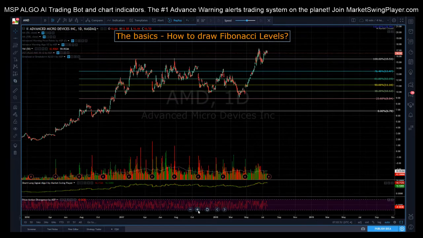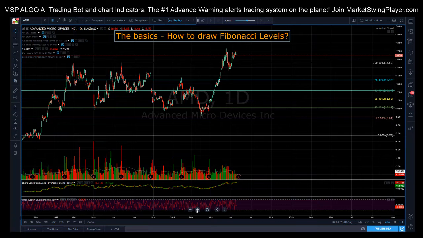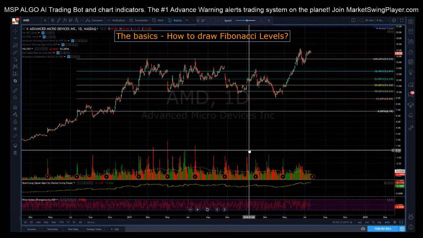I think they say it is one of the most important levels. But I use MSP ALGO artificial intelligence trading bot, so I don't really worry about what a significant level is. If it's going to bounce or it's going to drop, that's all I care about. That's just me. If you want to know more in depth, you may want to go on and read up on Fibonacci levels or get yourself a book. My goal is just to tell you how to draw it.